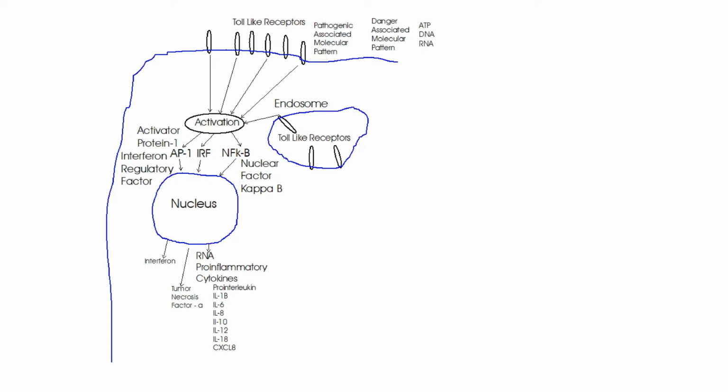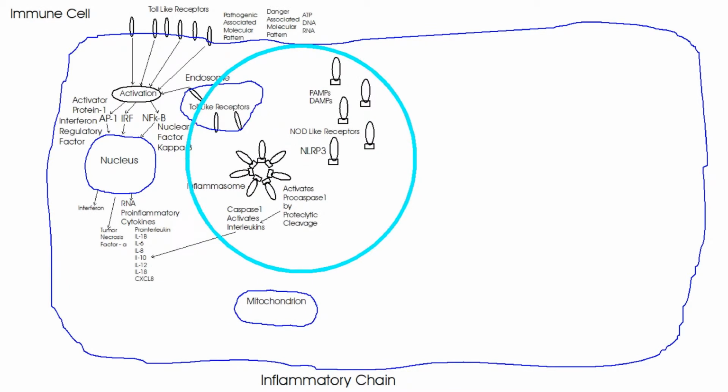pattern, or DAMPs. When either DAMPs or PAMPs are detected by the toll-like receptors, they activate cell transcription factors AP1, IRF, and NF-κB, which produce pro-inflammatory cytokines, interleukins, TNF-alpha, and interferon. Node-like receptors also detect PAMPs and DAMPs.